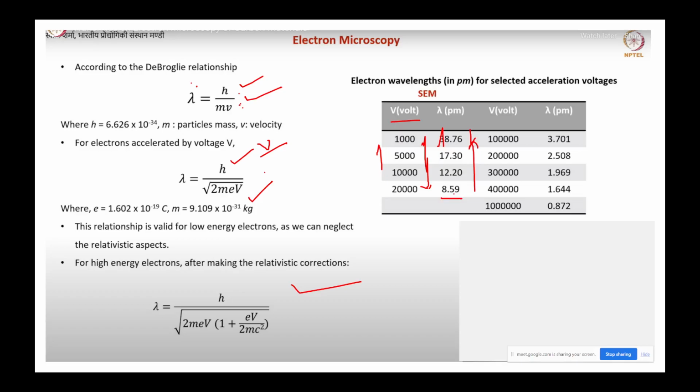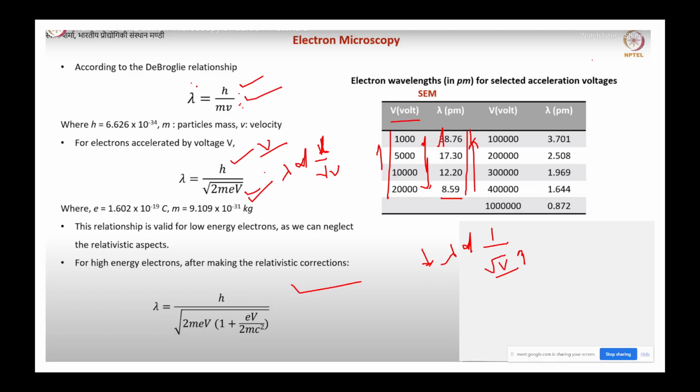Okay, so here you can see the relation: when the voltage is high, lambda and V are inversely related. Lambda is inversely proportional to 1 upon root over V. So when your V is increasing, your lambda is decreasing. Here you can see the increasing of V and the decreasing of your lambda.